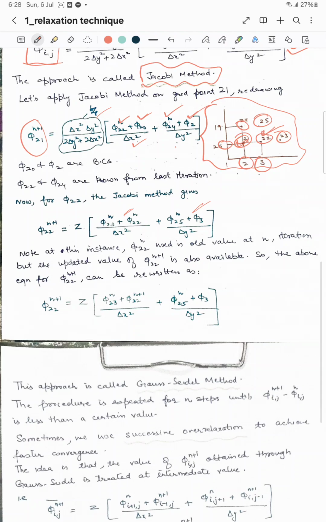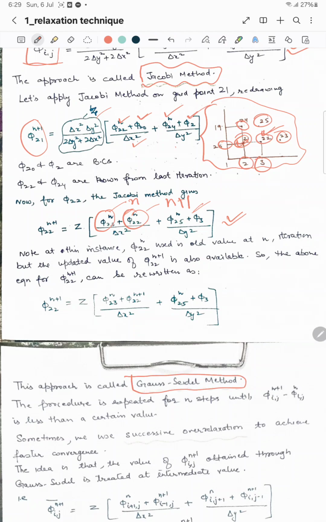Now what if, for finding the value of 22, we look at this equation: 23 we can understand is coming from the nth iteration because we don't know it yet, but this 21 we already calculated just before arriving here. So we already know the value at n plus 1. So when we use n plus 1 instead of n, plugging in the latest values into the difference equation to arrive at new values, this approach is called the Gauss-Seidel method.